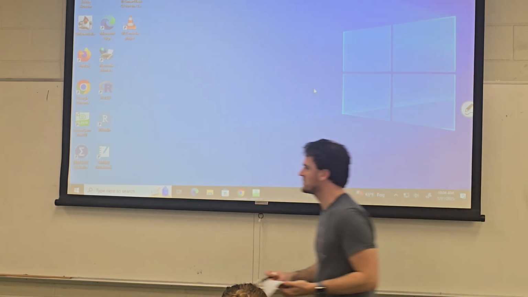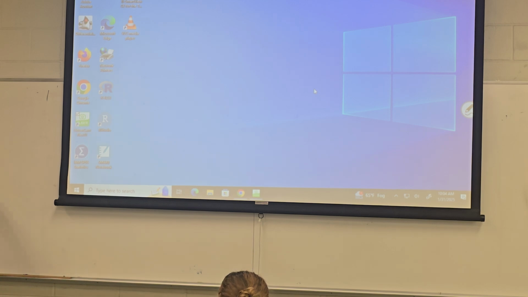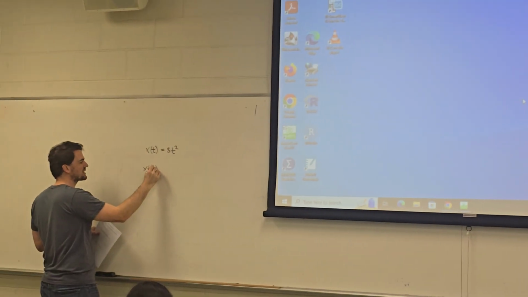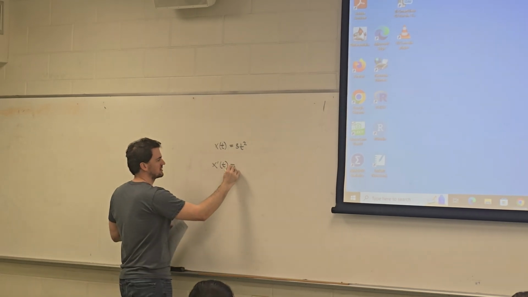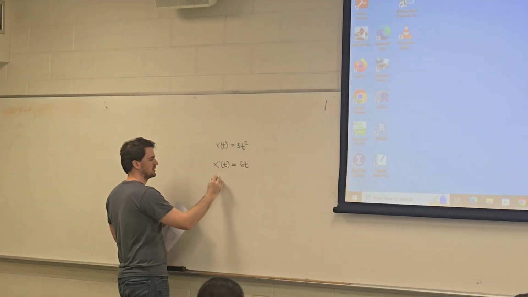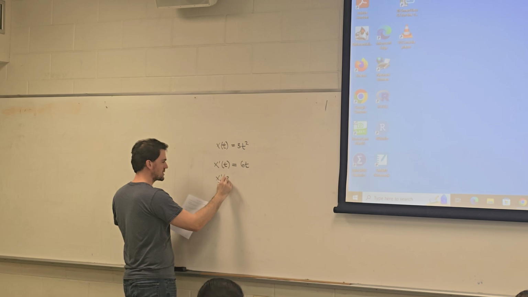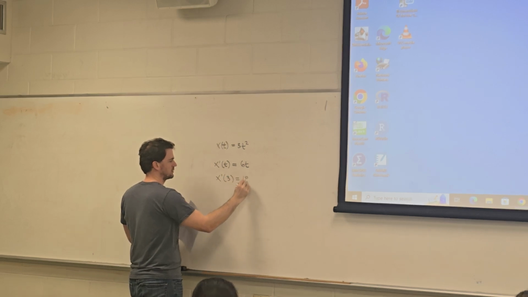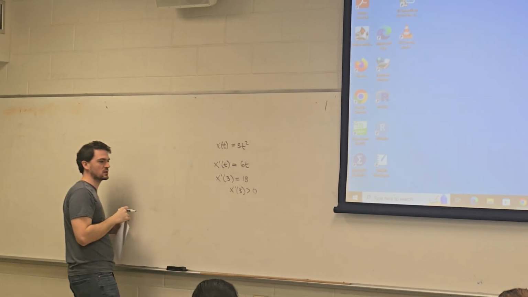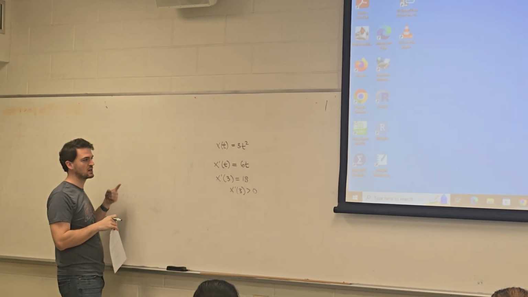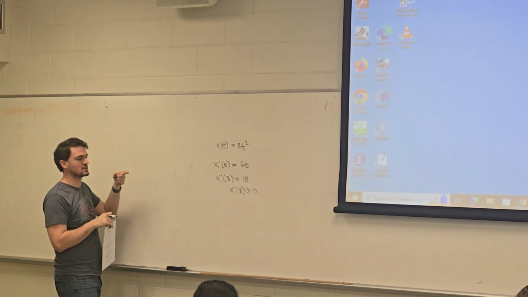So if you have an x of t, that gives you the x position of the coordinate. I want to know, how is the x coordinate changing with respect to time? That's right, we got x prime of 3 is positive. I don't care what the value is, x prime of 3 is positive. So this particle is moving to the right at that time.